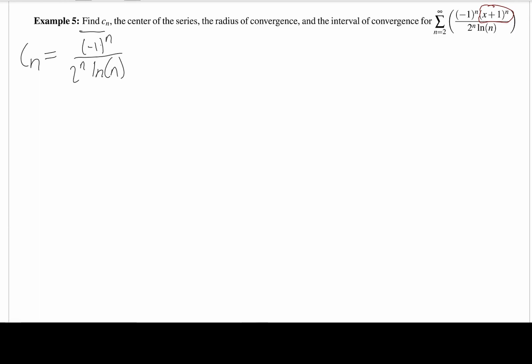Okay, well, let's next look at the center of our series. And so the center of our series is going to be, well, let's see, we'd have (x - a)^n equals (x + 1)^n. So a equals -1 is the center.